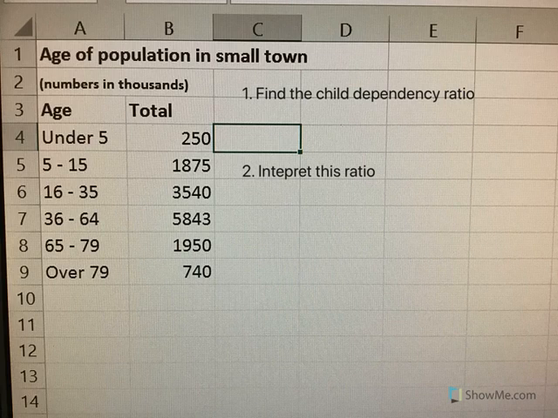All right, we've got ourselves a nice little table here. This should be 5 to 14 and not 5 to 15. I apologize. And this should say 15 to 35. Okay, so we are first going to find the child dependency ratio.